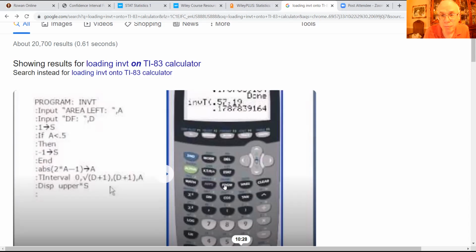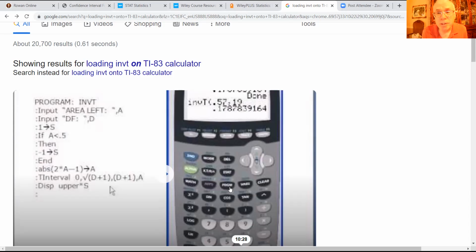So follow the directions here. It's pretty easy. I think anybody can do this. Just type in as you go along into your 83 calculator. And again, this inverse T will end up being in the program list. It'll be one of the programs that you'll be using. And again, they'll tell you in the video how to use it.